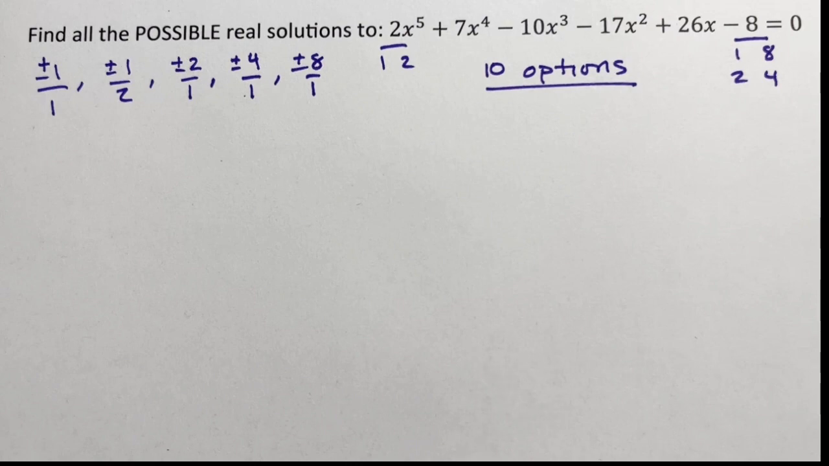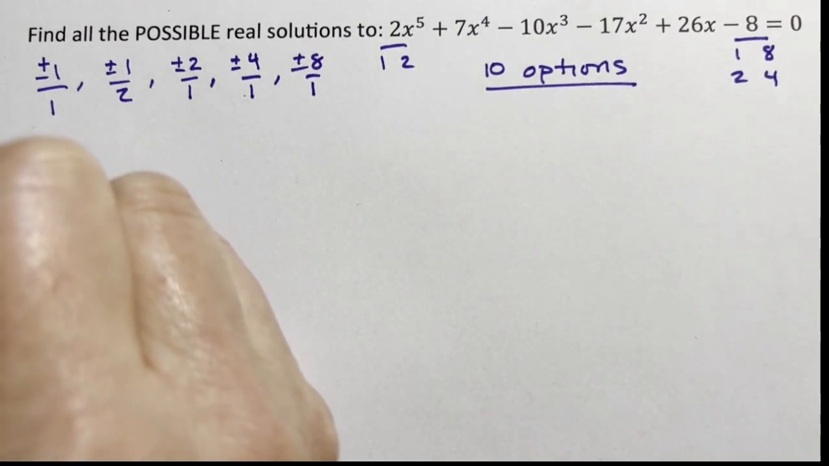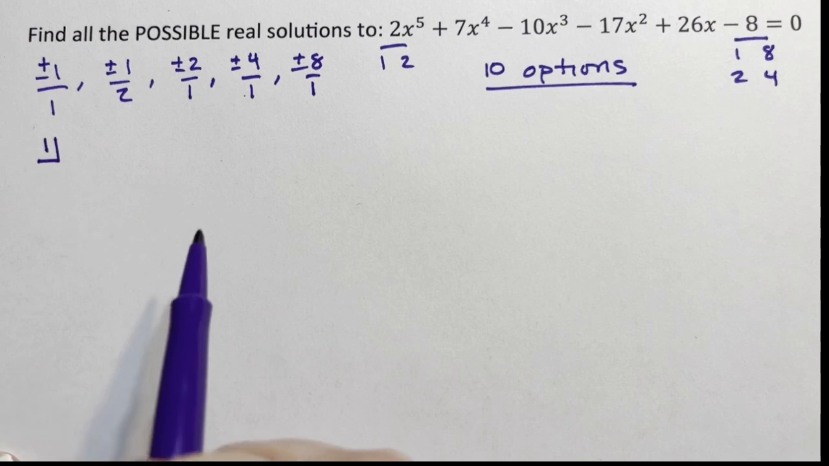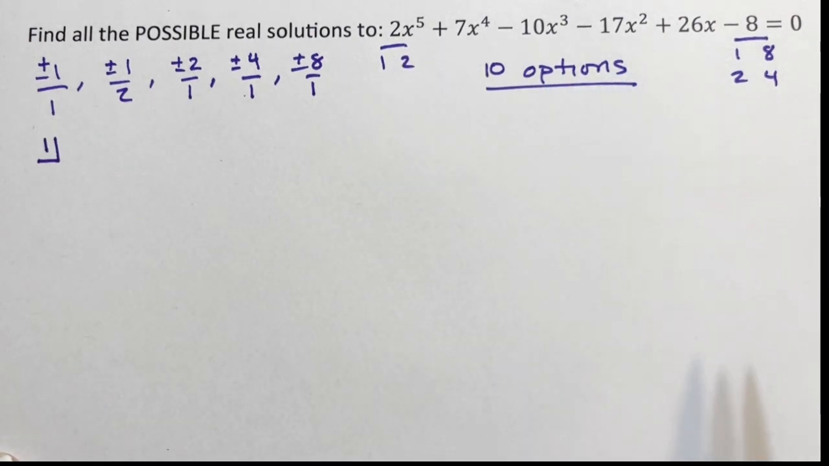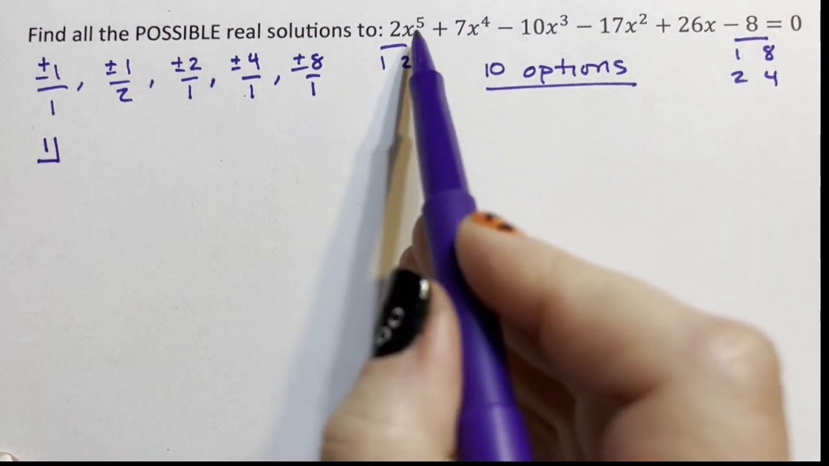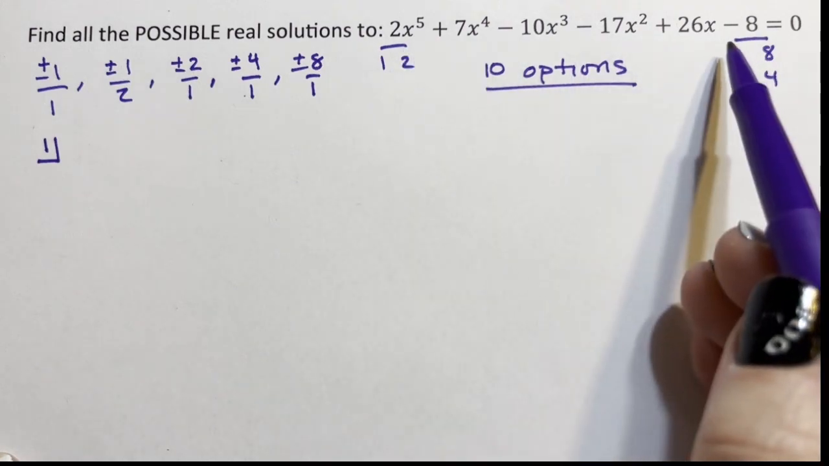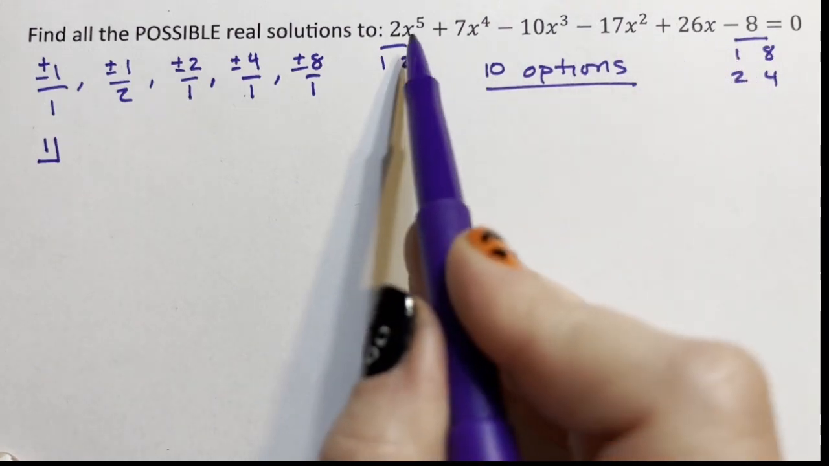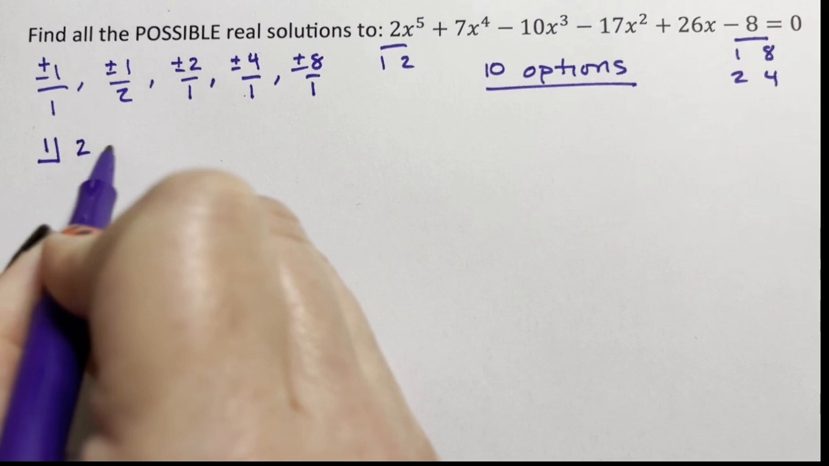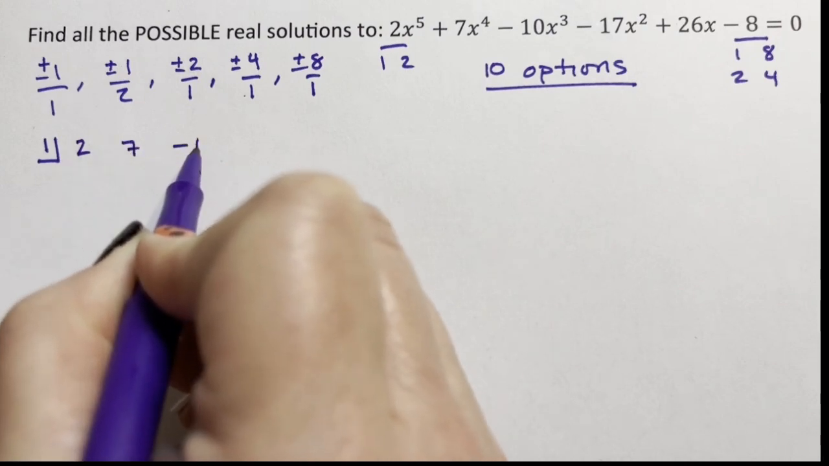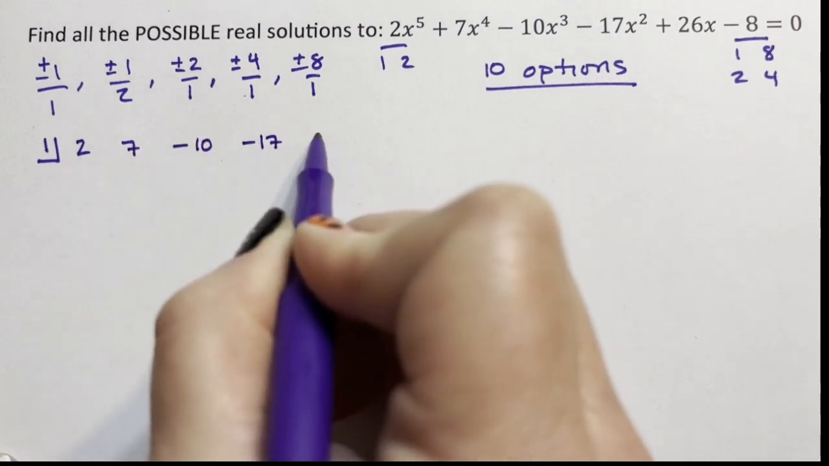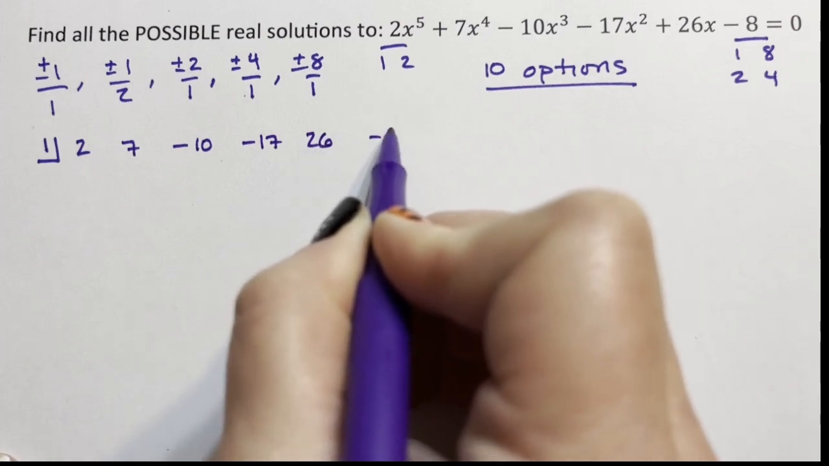Probably a 1 is there. That's probably where I would start. And I would use synthetic division versus long division. So if I started with 1, because 1 is simple, we use our coefficients. I have videos on how to do synthetic division. 5, 4, 3, 2, 1, 0. In long division or synthetic, you have to make sure you have all of your descending exponents, which we do. So 2, 7, negative 10, negative 17, 26, and negative 8.